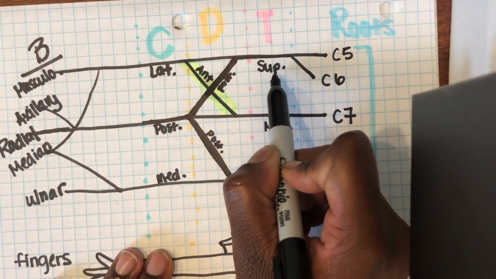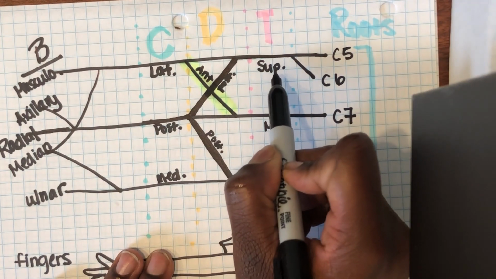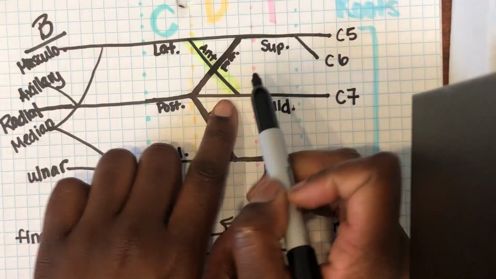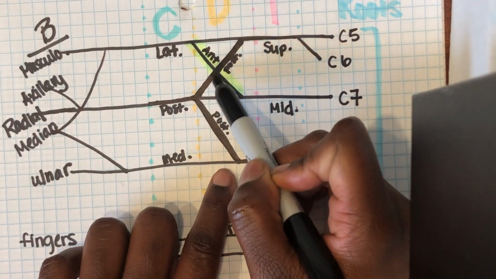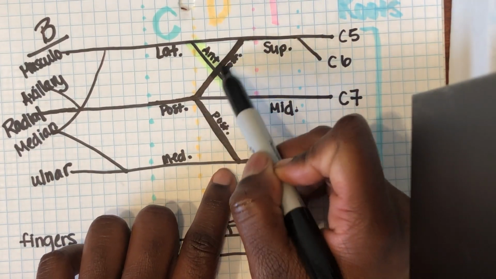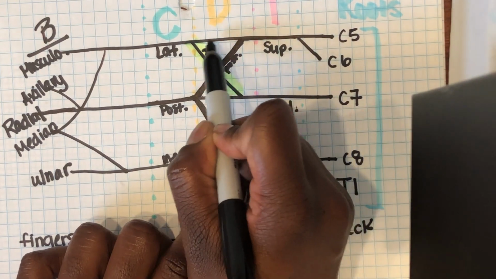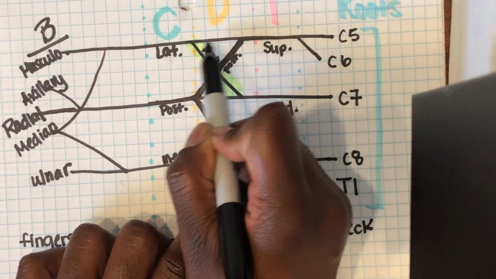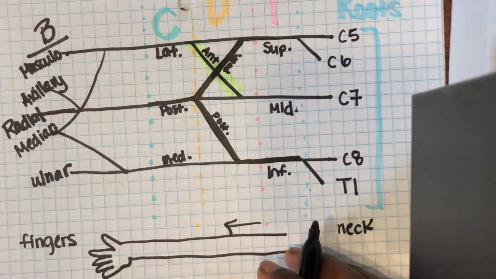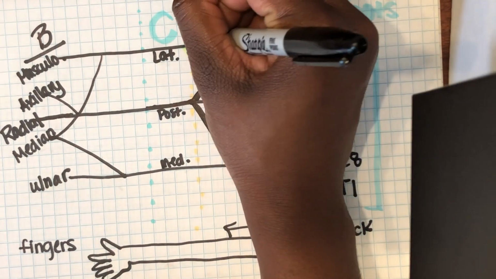And our superior trunk right here, notice that a part of its branch, like we said before, goes posterior. But this other part of the branch right up here, that part is going to be an anterior branch.